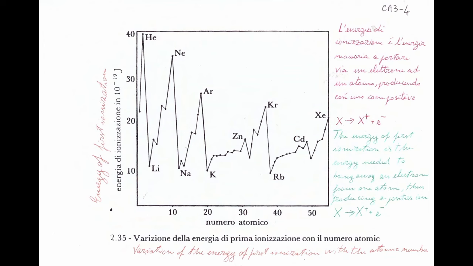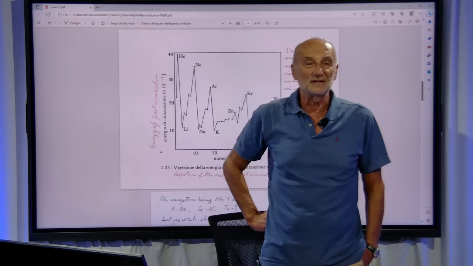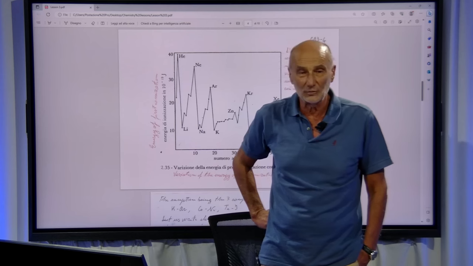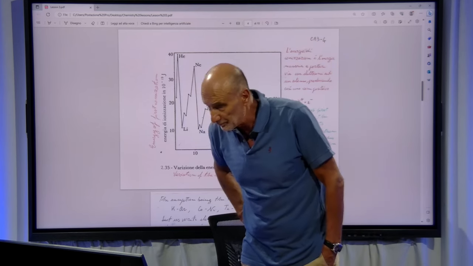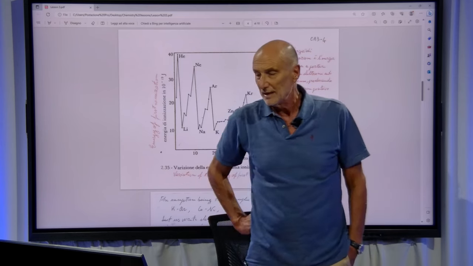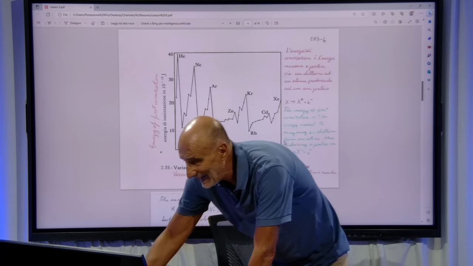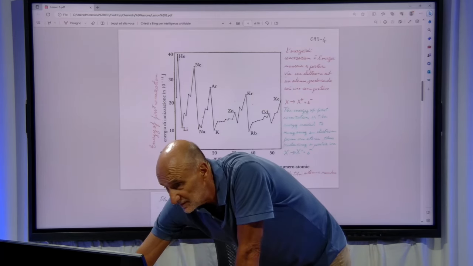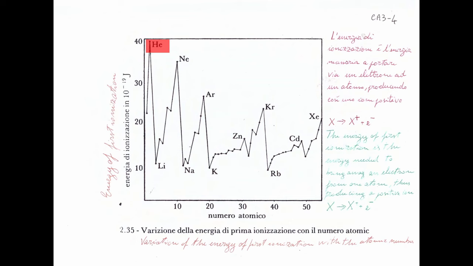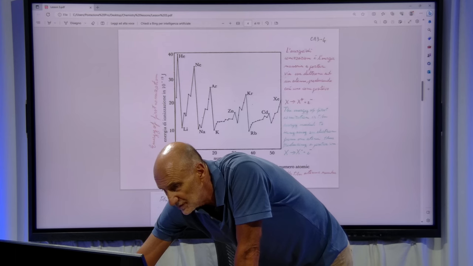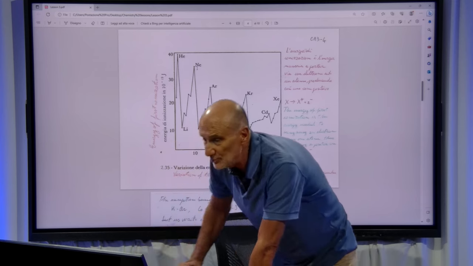In this other diagram is reported the energy of first ionization as a function of the atomic number. Look, the energy of first ionization is the energy that must be given to one atom to take away an electron from this atom. You can see that the highest value of the first ionization energy is recorded for helium. Then when you go from helium to lithium, you attain a minimum. Then starting from lithium, the energy of first ionization increases until we attain neon, and a maximum is attained again.